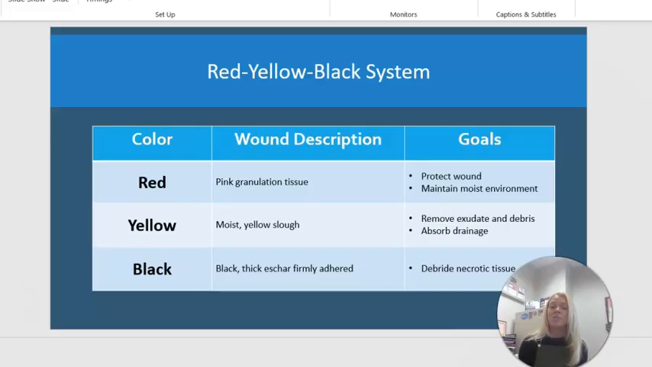Yellow is usually moist yellow slough. We need to remove the exudate and debris. We need to remove all that slough from the wound. We want to use wound dressings that are going to help to absorb some of that drainage to try to dry the wound out a little bit. And then a black wound would be thick black eschar that's usually, again, firmly adhered to the structures underneath. That needs debridement. We need to try to remove that black tissue so that the wound can heal.